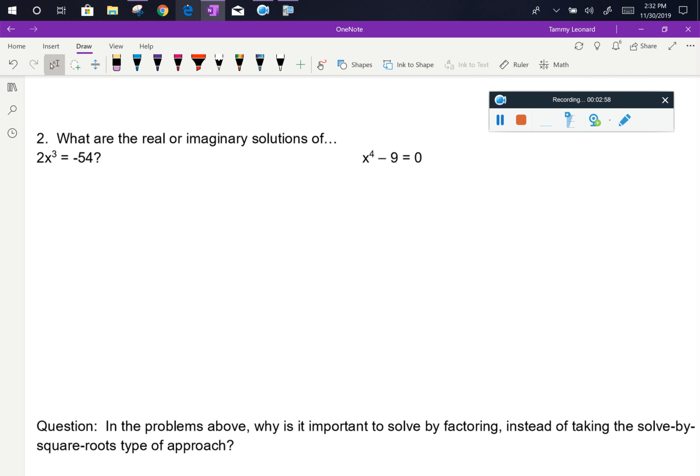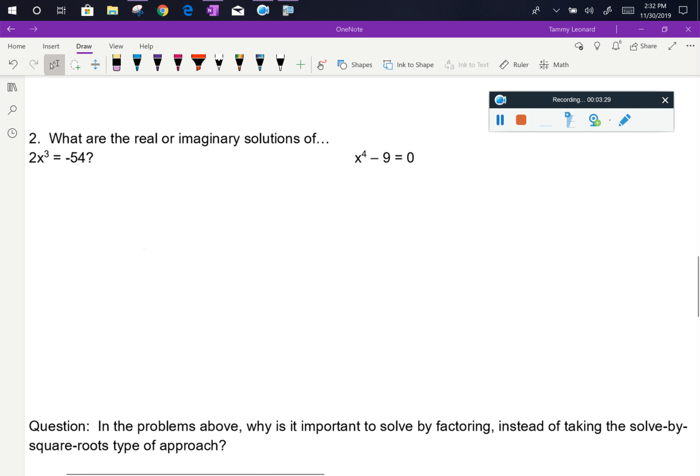Taking a look at problem number 2, we're asked to find the real or the imaginary solutions to these two equations. Now, our first instinct in this situation tends to be to just straight up solve for x. And if we were only looking for real solutions, that would be fine. But notice it says real or imaginary. When I'm being asked to entertain both real and imaginary solutions, I always need to see if I can factor, which means I need to get one side equal to 0 first.